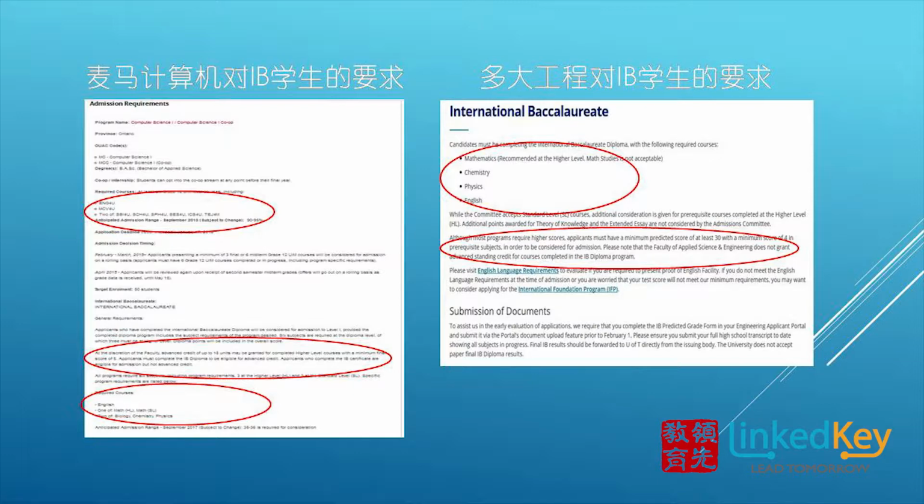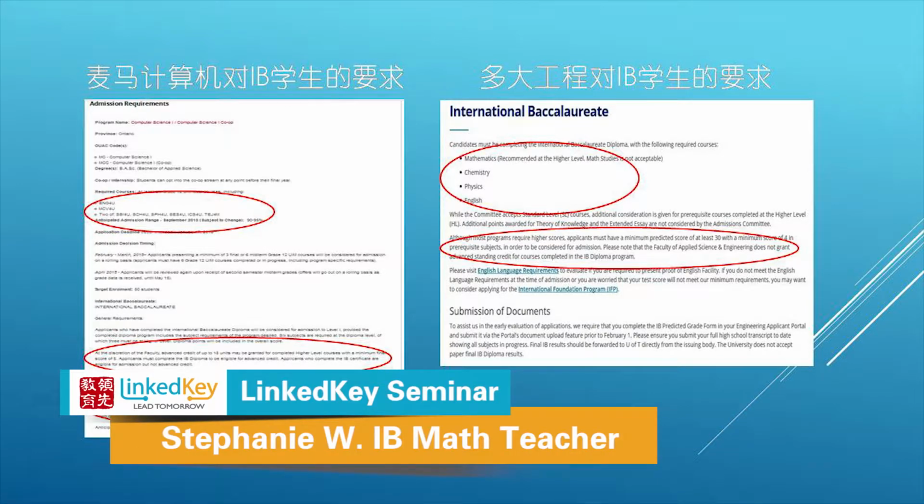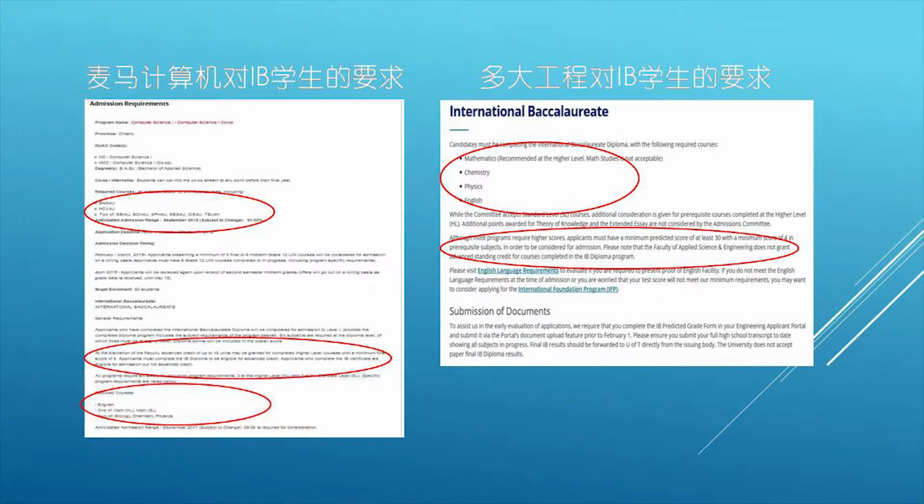I also received a question regarding the requirements for engineering. I just pulled this up from the U of T website. Again, U of T, they say recommended. What I circled here says recommended HL Math for engineering, but recommended means that you don't have to. If you want SL, that's okay. That's basically what they're saying. They recommend you to do that.